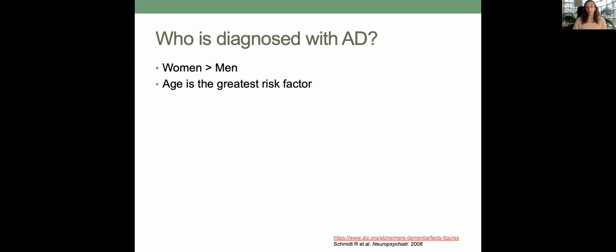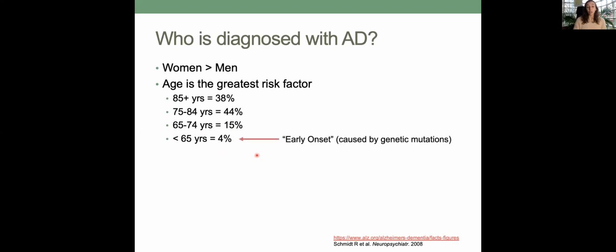Age is the greatest known risk factor. The older you get, the more likely it is that you will be diagnosed. And here are some percentages broken down here. So for example, people who are in the 75 to 84 range have a 44% chance of being diagnosed with Alzheimer's disease. And this is around the age that most people are diagnosed. An interesting note is that anyone diagnosed at less than 65 years of age is considered to have early onset Alzheimer's disease. And these are usually caused by genetic mutations, which we will discuss later.